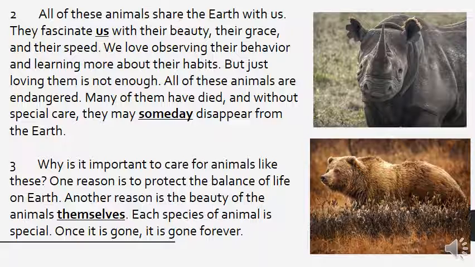Each species of animals is special. So every animal around the world has something special. Even if this animal is a wild animal, a pet, any kind of animal, every animal is special in something. Once it is gone, it is gone forever. You cannot get this animal again.